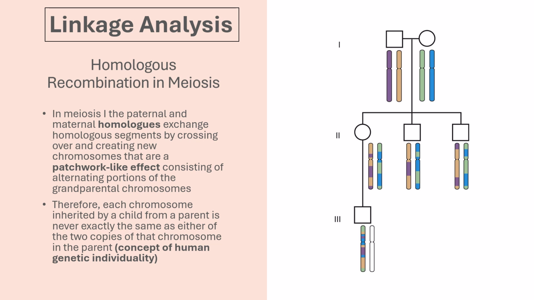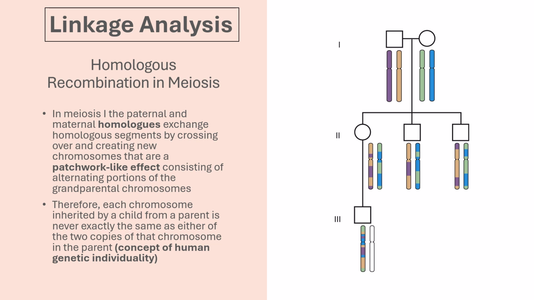And then recombination occurs in multiple parts within that chromosome. That creates a patchwork effect in each of these chromosomes because it exchanges genetic material between those 2 chromosomes. And then when you think about the child of that person, they once again have had a lot of homologous recombination. So there is a lot more difference in the genetic material that has been inherited. So each chromosome inherited by a child from a parent is never exactly the same as either of the 2 copies of that chromosome in the parent. So this is the concept of human genetic individuality.